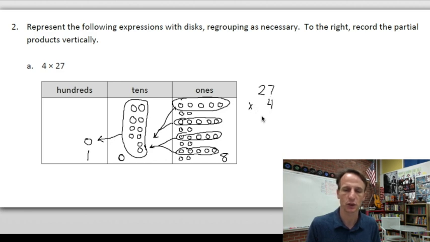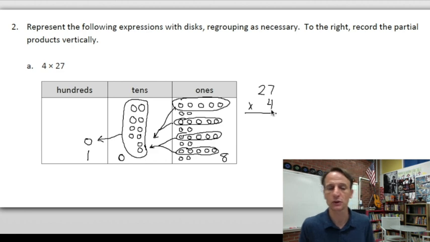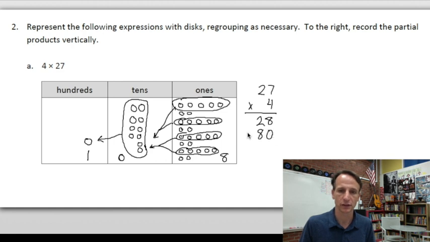27 times 4. Again, I assume you know your multiplication facts. That 4 times 7 is 28. Very good. And now I'm looking at 4 times 20. Yes, the value of that 2 in the tens place is 20. 4 times 20, which we do as 4 times 2 times 10. 4 times 2 is 8 times 10 is 80. Beauteous.